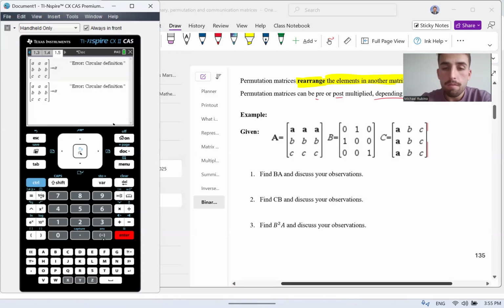All right, let's have a look at this. Find BA and discuss your observation. So we're going to do B times A. It'd be a 3 times 3.